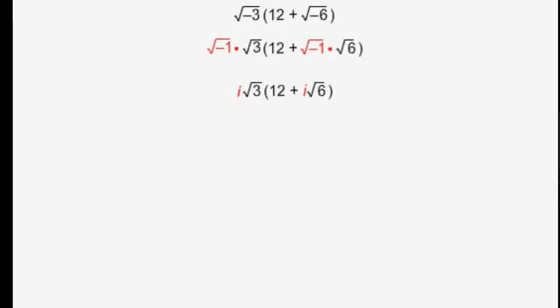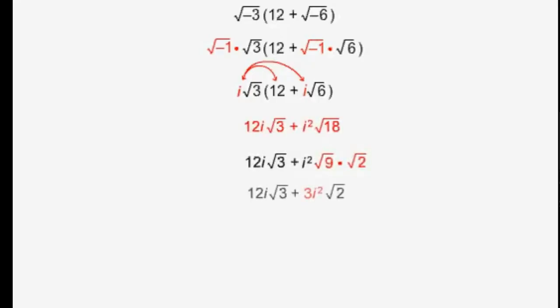In this problem, you are asked to simplify the square root of negative 3 times 12 plus the square root of negative 6. Begin by factoring imaginary numbers. Now distribute the imaginary number outside the radical. Distributing the imaginary number requires multiplying both i and the radical by each part of the complex number within the parentheses. Next, simplify the radicands where possible. Finally, substitute negative 1 for i squared. Can this expression be simplified further? No.